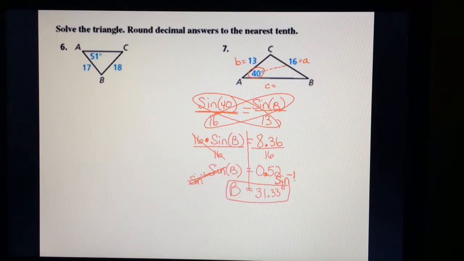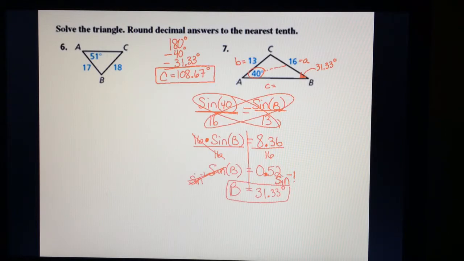The only time we do the sine inverse or the tan inverse or the cosine inverse is when we are solving for an angle. Alright, so we just found that angle B is 31.33 degrees. Now, we know two of our angles. It's very easy to find the third angle because the angles in a triangle have to add up to equal 180 degrees. So 180, subtract out the 40 that I knew to begin with, and the 31.33 degrees that I just found for angle B will tell me that angle C, capital letter for an angle, is 108.67 degrees for angle C.